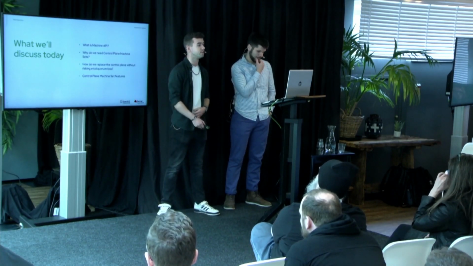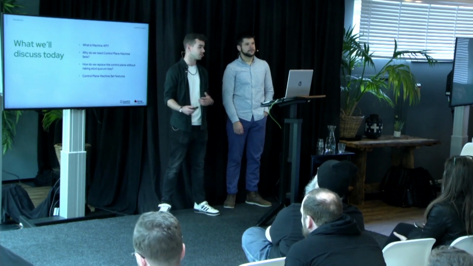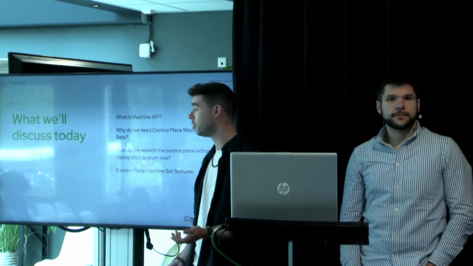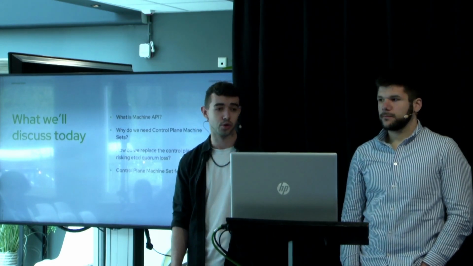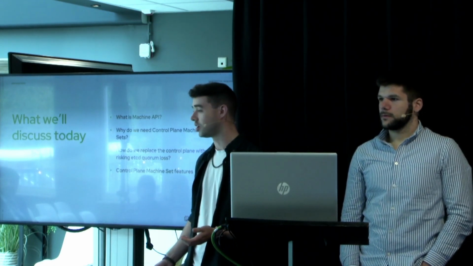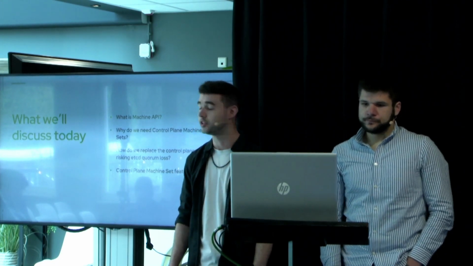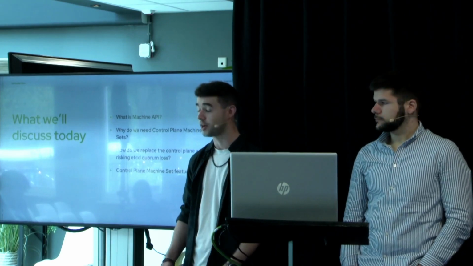I'm not sure if everyone in here has used Machine API before, so let's go a little bit into what that is. Then we'll talk about why this was actually a problem and why we built this new feature. We're going to talk a little bit about how we make sure that etcd doesn't get broken while we're doing the control plane replacement. And then Damiano is going to take us on a deep dive of the features of the control plane machine set.